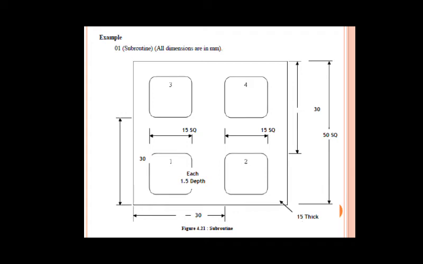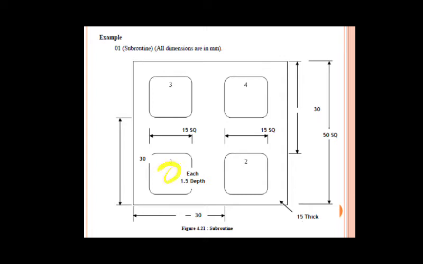As you can see, one plate is there and four pockets are there. Here the four pockets' dimensions are the same. So we are supposed to make only one program for one pocket, and that program should be repeated four times in this program. Let us see next.